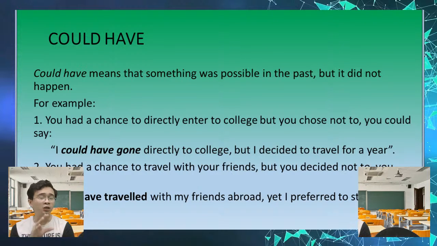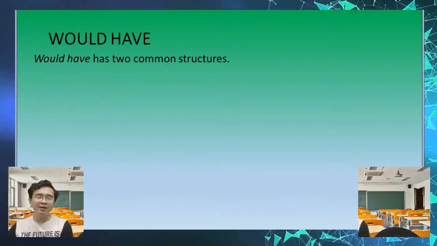Remember, if you had a choice to choose something in the past, but you chose not to do something or do something, then we can use could have PP. So we have here, I could have traveled with my friends abroad, yet I prefer to stay home. Okay, understand? Okay, good. And our last model here is would have.